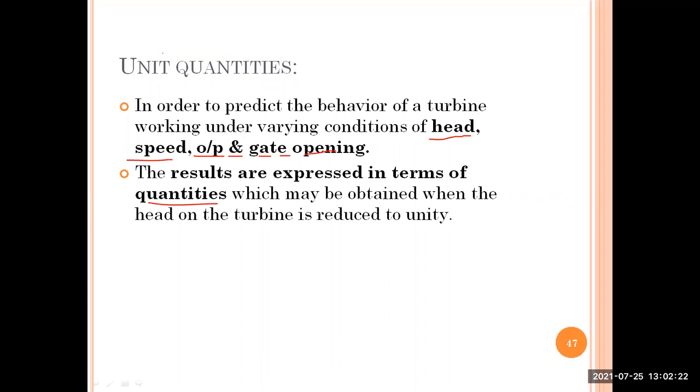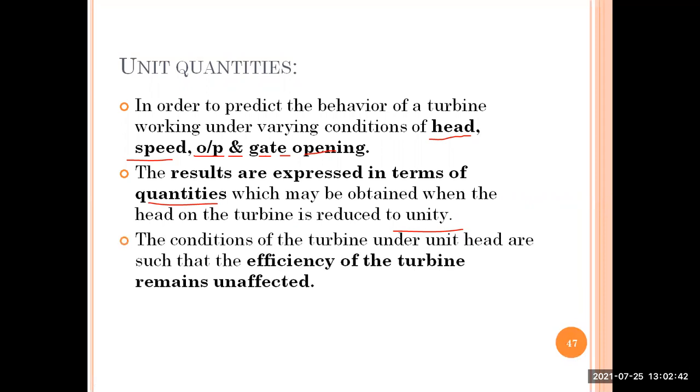Unit quantity means that when the head on the turbine is reduced to unity, whatever the behavior of the turbine is obtained, and it is expressed in terms of quantities which are called unit quantities. The conditions of the turbine under unit head are such that the efficiency of the turbine remains unaffected.